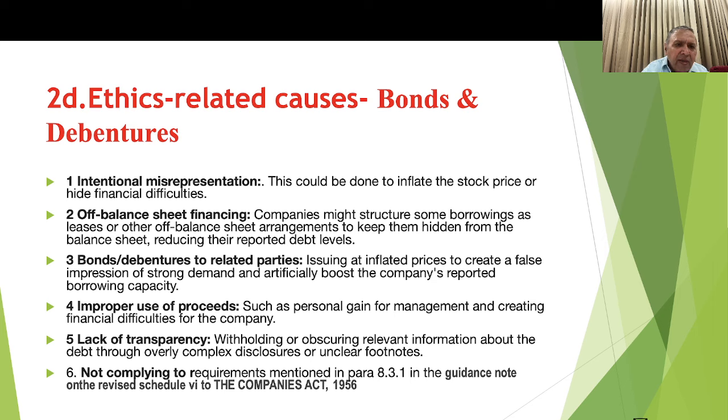Number three is bonds, debentures to related parties issuing at inflated prices to create a false impression of strong demand and artificially boost the company's reported borrowings capacity. Fourth is improper use of proceeds, such as using the money for personal gains or management and creating financial difficulties for the company. Fifth is lack of transparency, withholding or obscuring relevant information about the debt through overly complex disclosures or unclear footnotes. And sixth one, not compliant to the requirement mentioned in the para 8.3.1 in the guidance note.